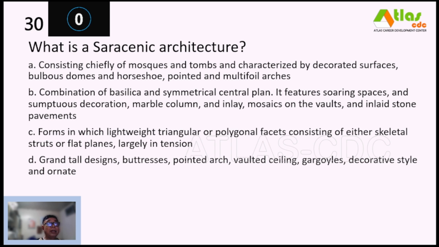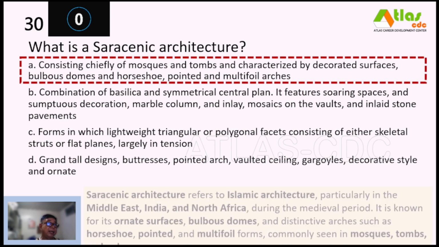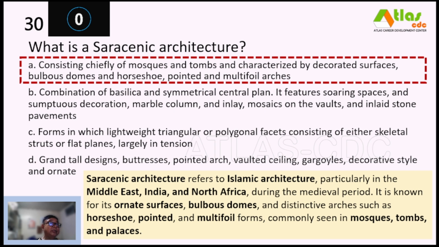Okay, and our correct answer is letter A, consisting chiefly of mosques, tombs, and characterized by decorated surfaces, bulbous domes, and horseshoe-pointed and multifoil arches. So Saracenic architecture refers to Islamic architecture, particularly in the Middle East, India, and North Africa during the medieval period. So merong period itong Saracenic na. It is known for its ornate surfaces, bulbous domes, and distinctive arches such as horseshoe-pointed and multifold forms, commonly seen in mosques, tombs, and palaces.